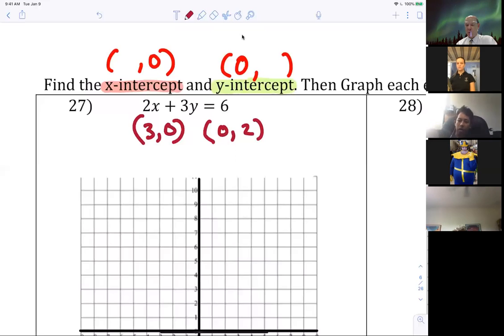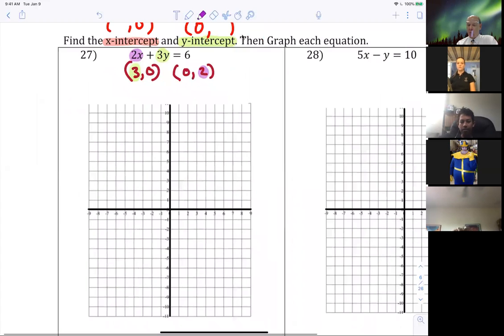Yeah, so you just plug 0 in for y. If I plug 0 in for y, that becomes 0. So then 6 divided by 2 is what? 3. See that now? Then what I'm going to do is, I'm going to come over here and say if I'm finding the y-intercept, the x is 0. And then 6 divided by 3 is 2. Is that good now?